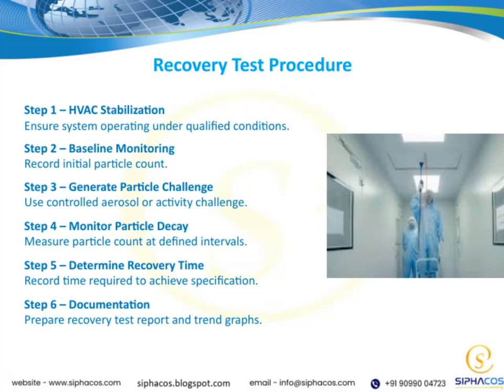Let's walk through the recovery test procedure step by step. First, we stabilize the HVAC system, making sure it's running under the right conditions. Next, we record a baseline particle count to know where we're starting from. Then, we introduce a controlled particle challenge, either with an aerosol or some activity. After that, we monitor how the particle count drops over time. We measure the recovery time, the moment the system meets the required standards. Finally, we document everything, creating a detailed report with trend graphs.